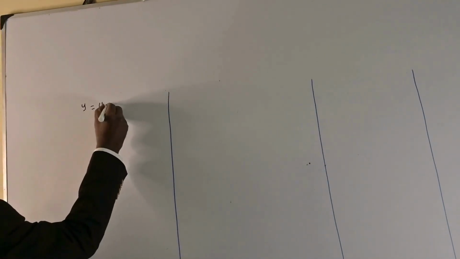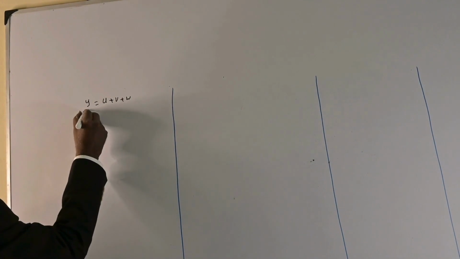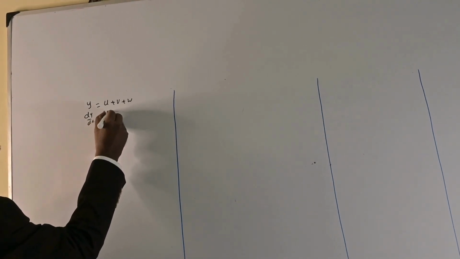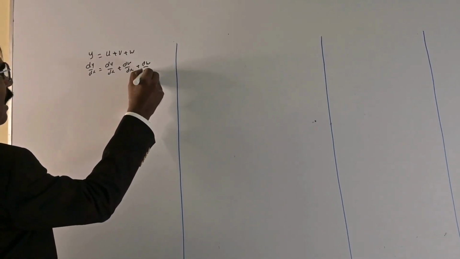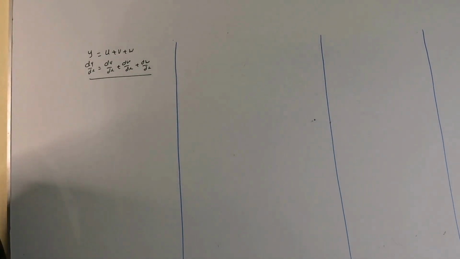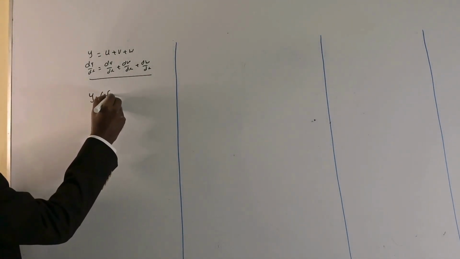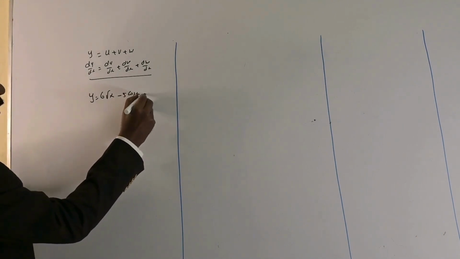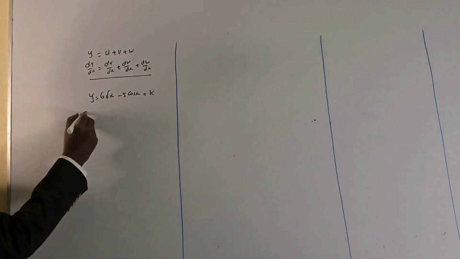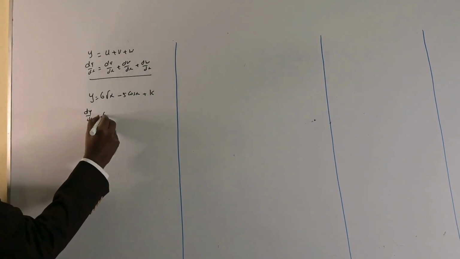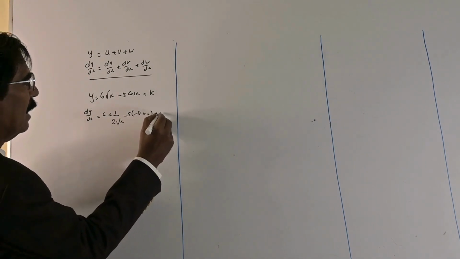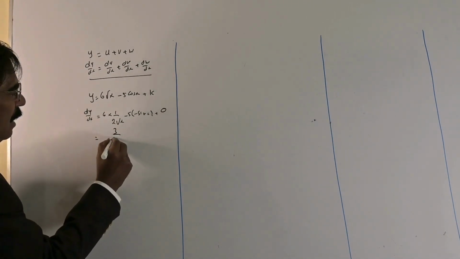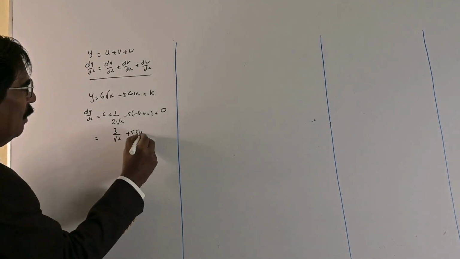Now listen, the first format I said: y is equal to u plus v plus w. What do you do? dy by dx is du by dx plus dv by dx plus dw by dx. Is it not? First format. Say now, y is equal to 6 root x, 5 cos x plus some constant k. What should you do? dy by dx, 6 into 1 by 2 root x, 5 into minus sin x, the constant is 0. So if we cancel, 3 by root x plus 5 sin x.